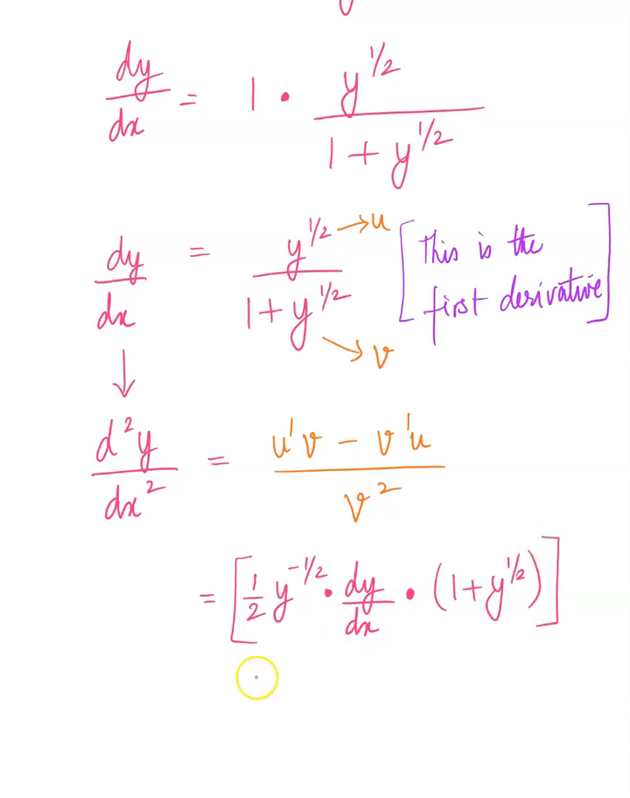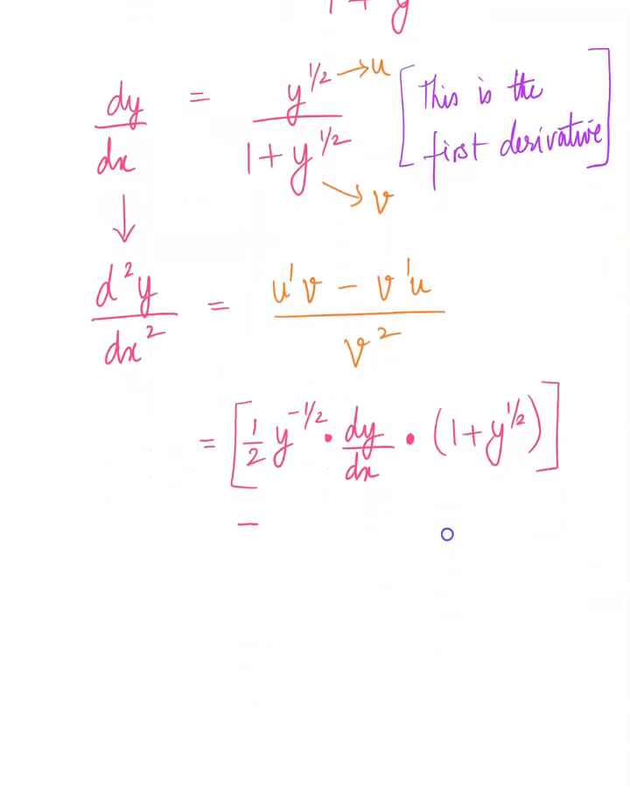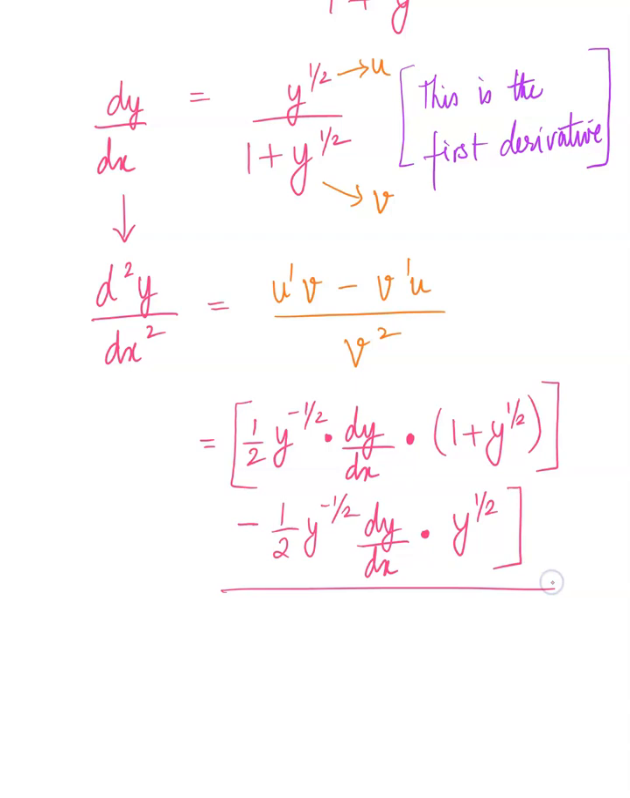U prime v minus v prime u. V prime, that's going to be 0 plus the derivative of this. We just did the derivative here, right? It's going to be like this. V prime u, all over v squared, so it's 1 plus y power half, the whole square.